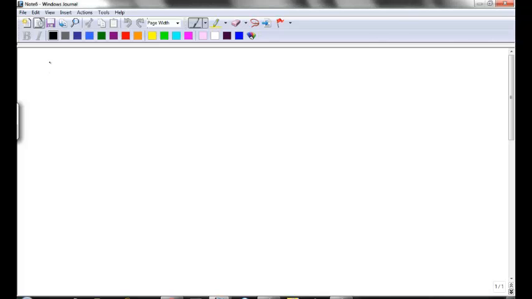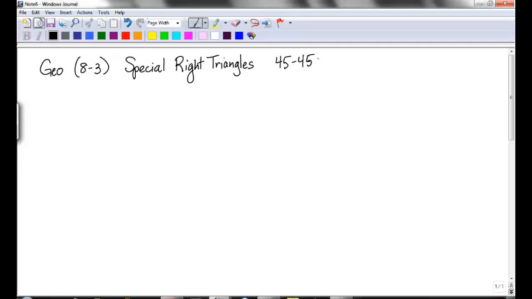Okay, this is on special right triangles. These are some special cases of right triangles, and we're talking about the relationship between the sides of special right triangles. The two special cases we're going to look at are 45, 45, 90 right triangles and 30, 60, 90 right triangles. Those are the two special cases.